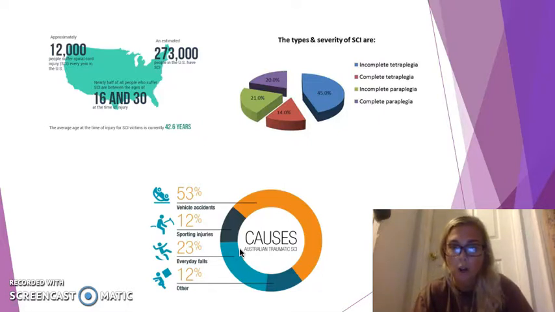And then just some causes. Motor vehicle accidents are the most common cause of spinal cord injury. And then come everyday falls.